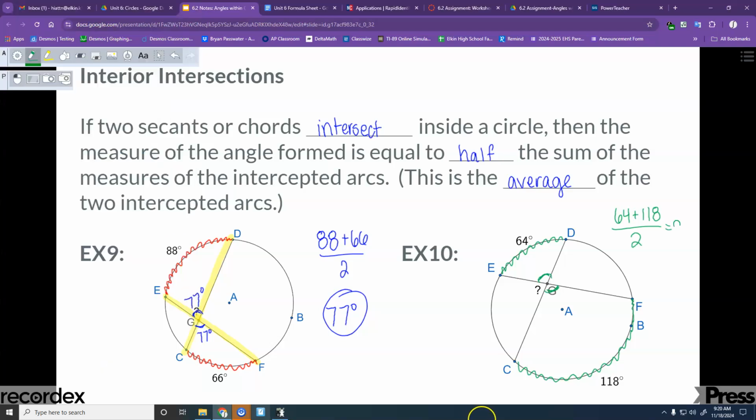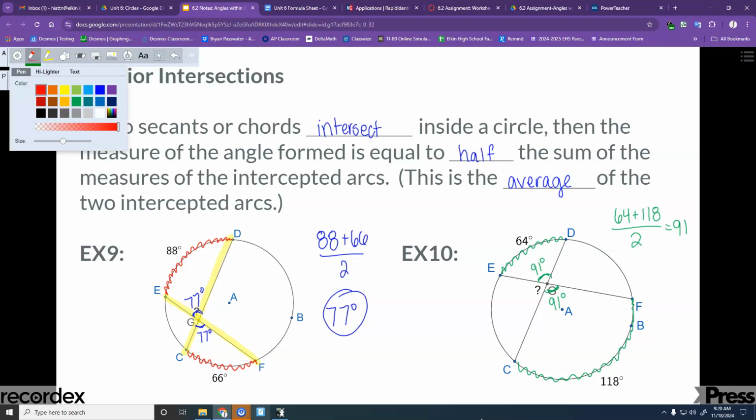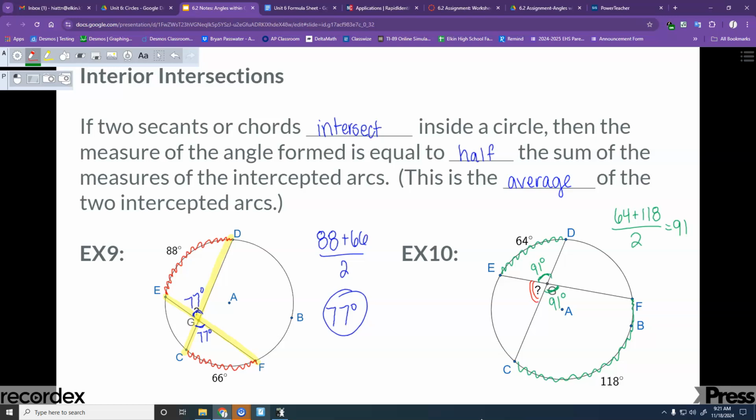So 91 degrees goes here, and 91 degrees goes here. But that's not the angle that it's asking us for. It's asking us for this angle over here, right here, that's the side of those angles. How could we find that?